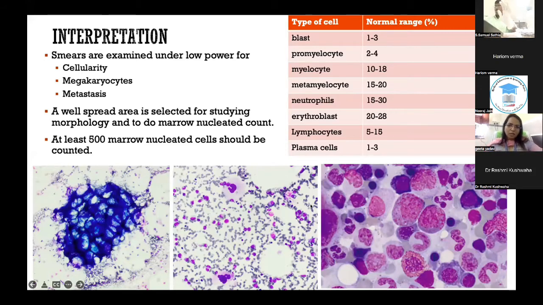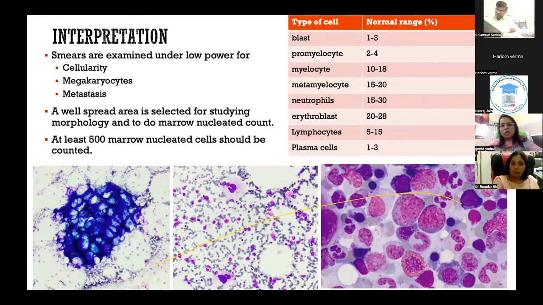Then moving on to higher power, a well-spread area is selected for studying the morphology and to do the marrow nucleated cell count. At least 500 marrow nucleated cells should be counted. And this is our normal myelogram. It consists of 1 to 4% blasts or promyelocytes, a roughly equal amount of myelocytes and metamyelocytes, and a majority of neutrophils. Then erythroblasts are 20 to 30%, lymphocytes 5 to 15%, and plasma cells 1 to 3%.